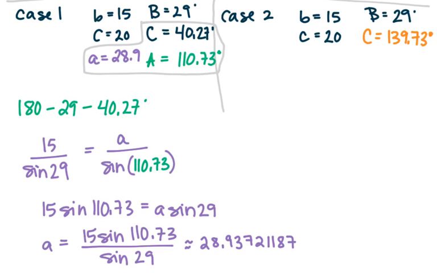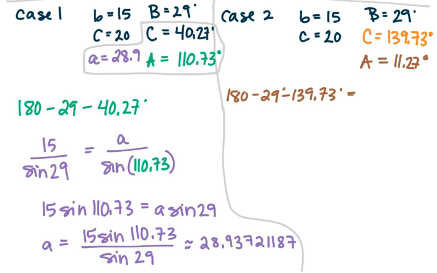Now we'll look at case 2. Case 2, I'm again going to subtract these 2 angles from 180. That will give me A. So I'll say 180 minus 29 minus 139.73. That gives me A, which is 11.27168721. All right, but we'll just write 11.27 degrees.